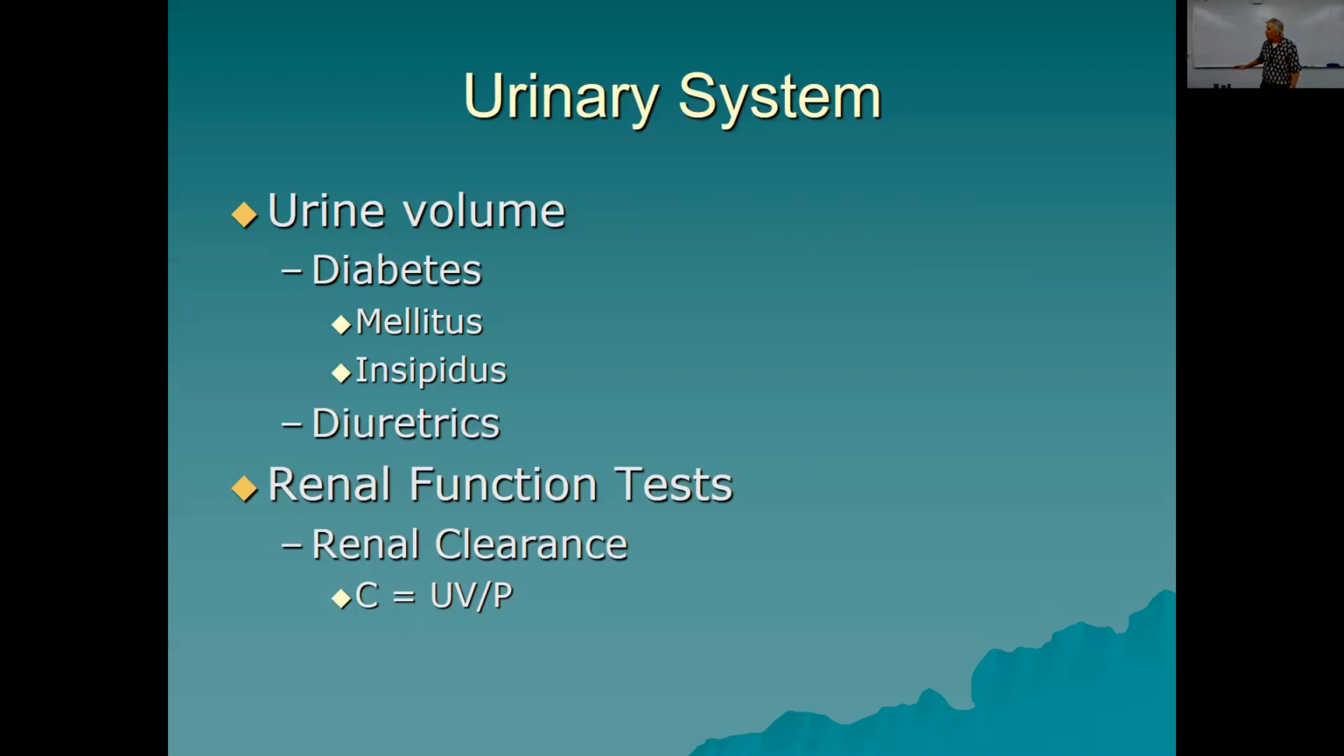Now, renal function tests, what's called renal clearance. What percent of a particular substance is cleared by your kidneys? It's figured out by the equation U, the urine concentration of this substance, times the volume of urine produced, divided by the plasma concentration of this substance. I'm not going to give you any math problems on the exam dealing with that, but it's important to know what renal clearance is.